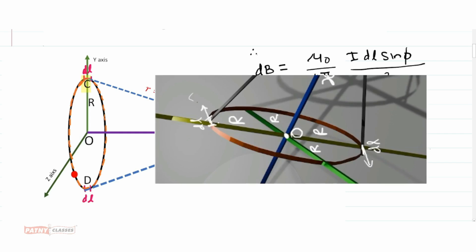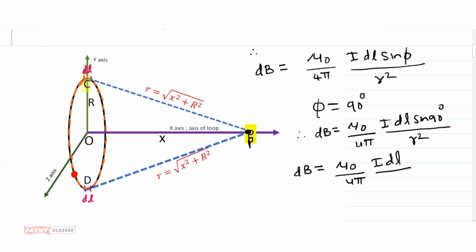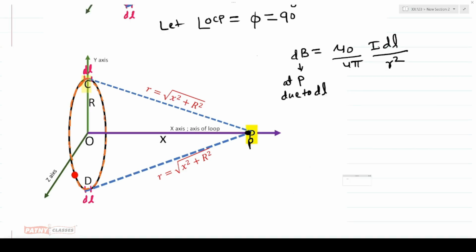Therefore, dB equals mu naught upon 4 pi I dl sin 90 divided by r square. dB equals mu naught upon 4 pi I dl upon r square. This is nothing but magnetic field at point P due to a single small element dl. Now dl will produce the magnetic field at the point P.